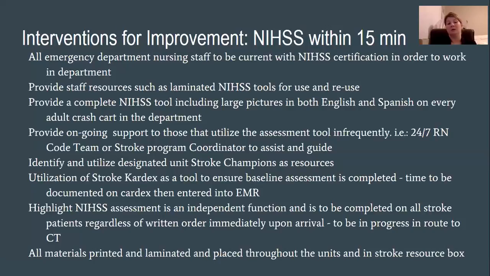All materials are printed and laminated and placed throughout the unit, and there's also a stroke resource box available to all RNs in the radio room of the emergency department, and that was implemented through this project.